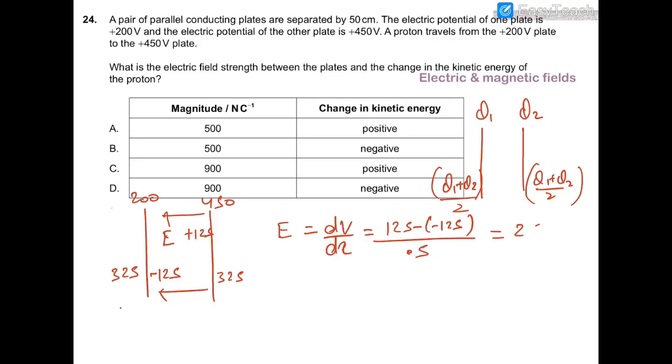This would be 250 upon 0.5, so it is 500. And the change in kinetic energy of the proton. Now this proton is released, it is going from this plate to this plate, and the proton is going against the electric field, therefore it would be retarding, and therefore its kinetic energy would be decreasing. So we can say that the change in kinetic energy of this proton would be negative, and the correct answer would be B. Now let us move on to the next question.